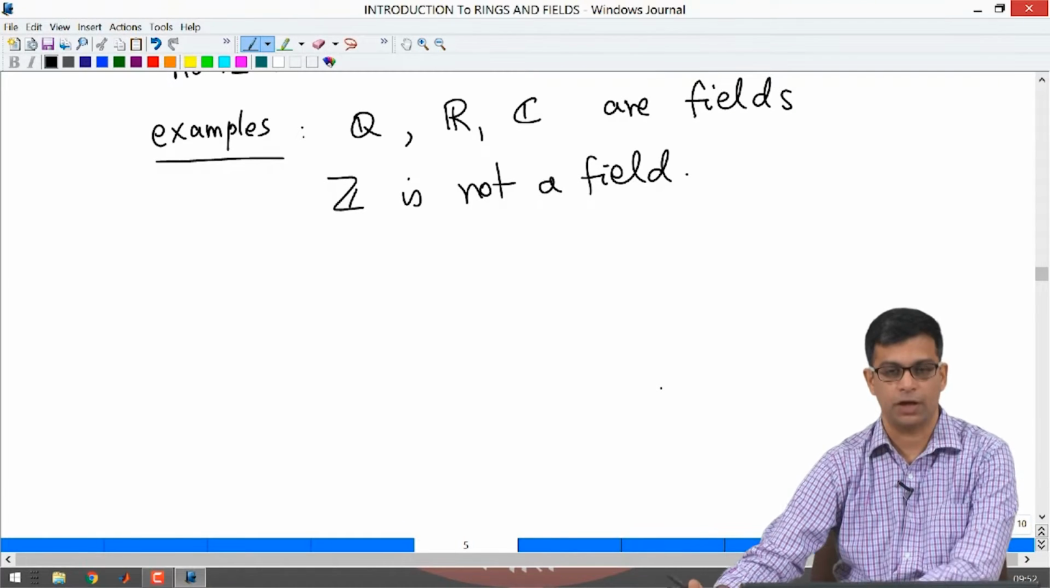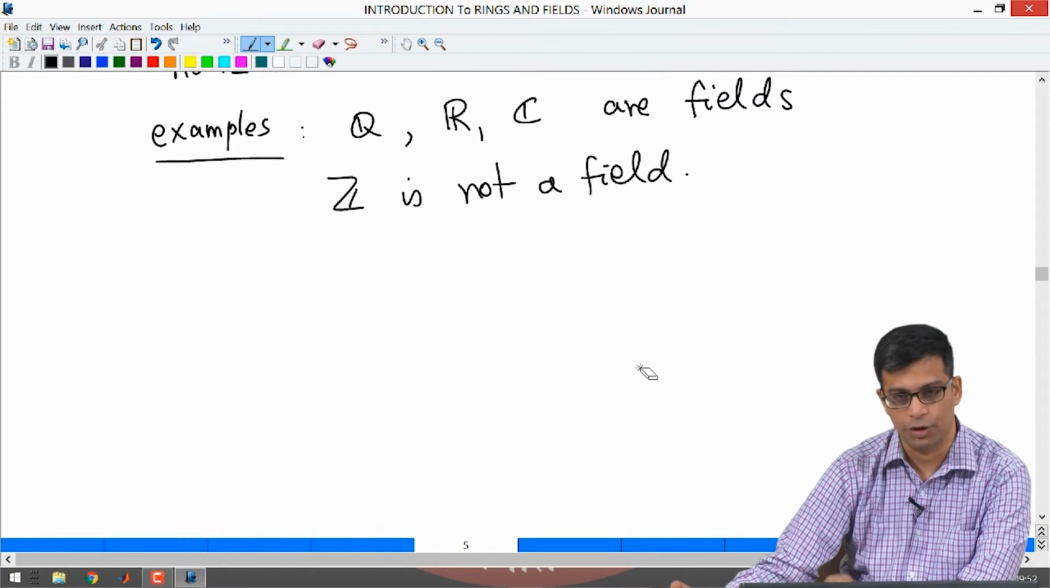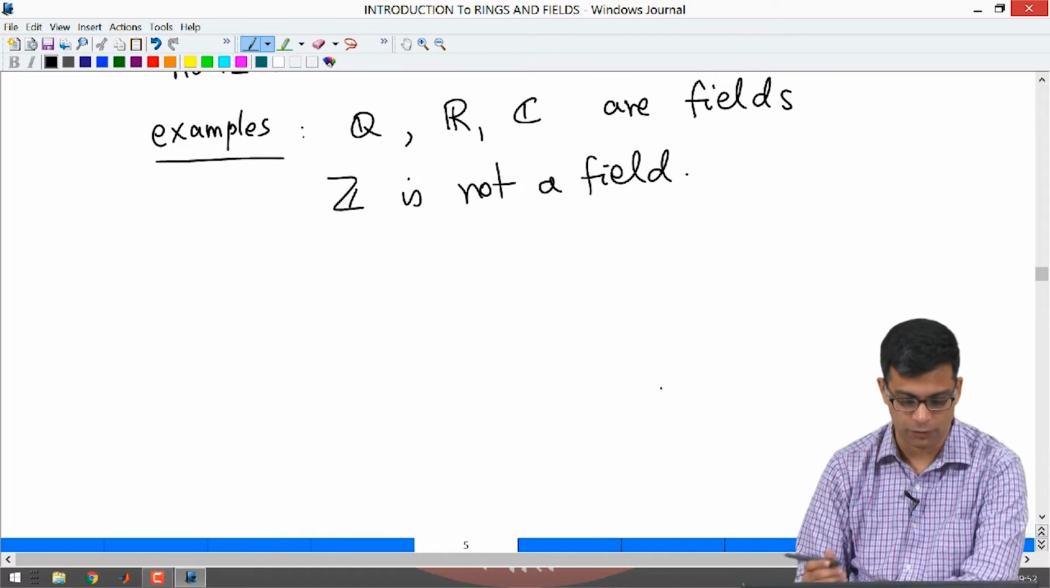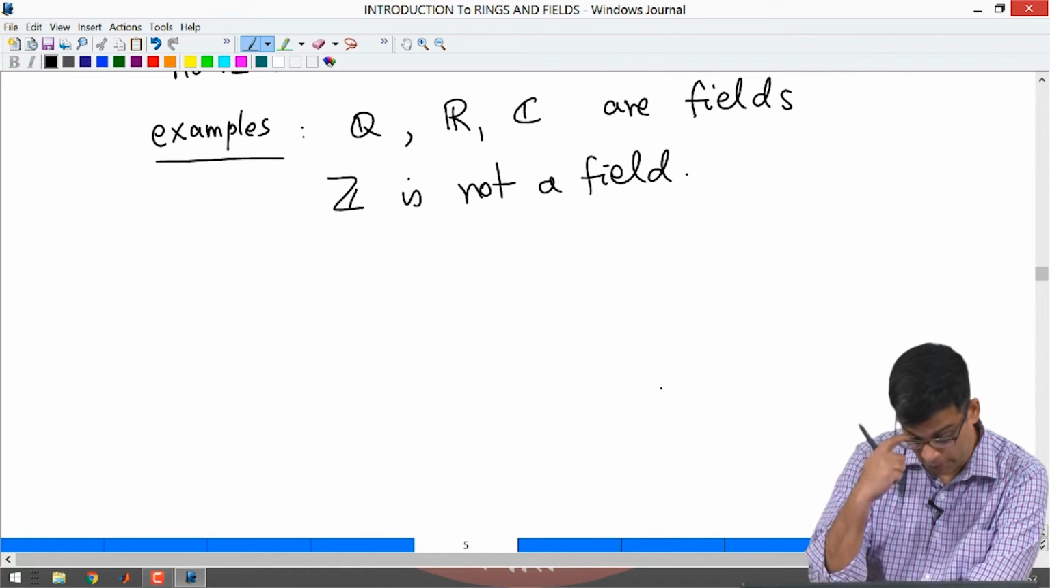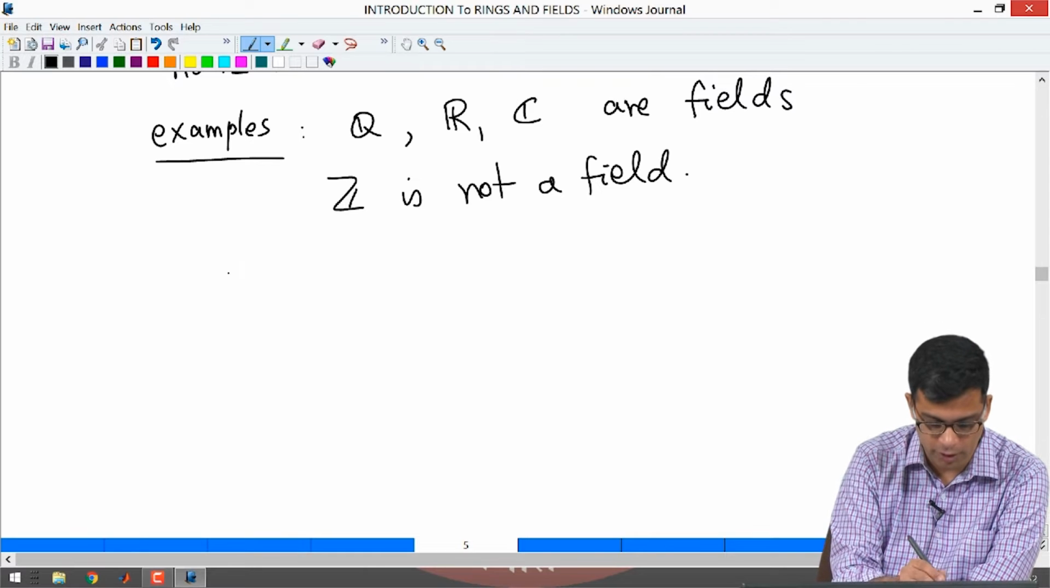So, in the last video we looked at units in a ring. We talked about fields, and I said Q, R, C are fields and Z is not a field. So, I want to give a couple more examples of fields. Remember in the last video we looked at the ring Z mod NZ.